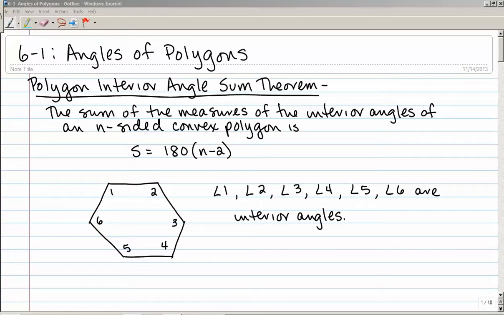The theorem says that the sum of the measures of the interior angles of an n-sided convex polygon is S equals 180 times (n minus 2). So no matter how large your polygon is, n is the number of sides. You do n minus 2, multiply that by 180, and that gives you the sum of all of these angles. So the measure of angle 1 plus the measure of angle 2 plus the measure of angle 3, and so on, is going to add up to 180 times, in this case, 6 minus 2.